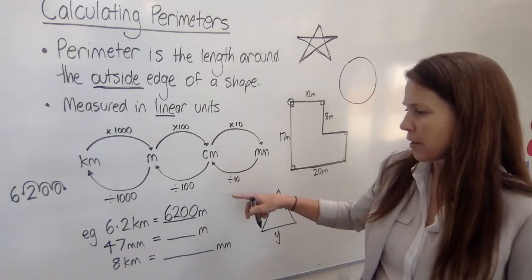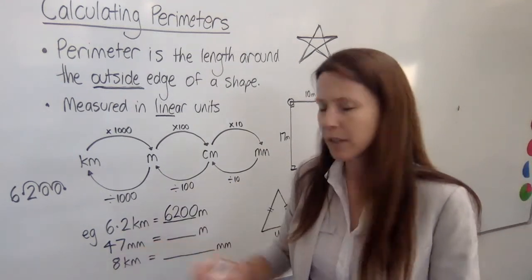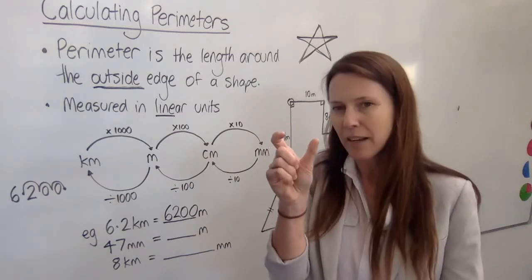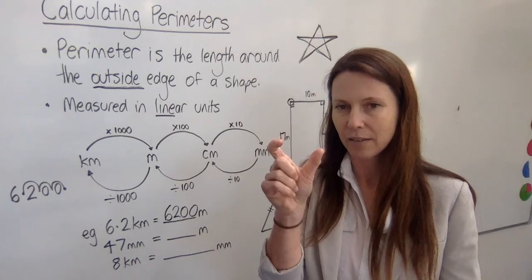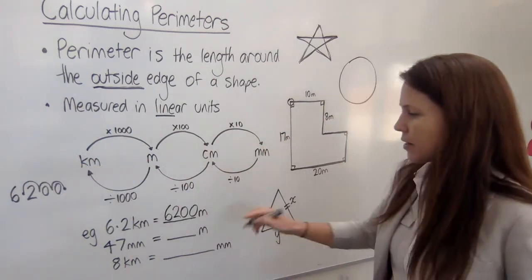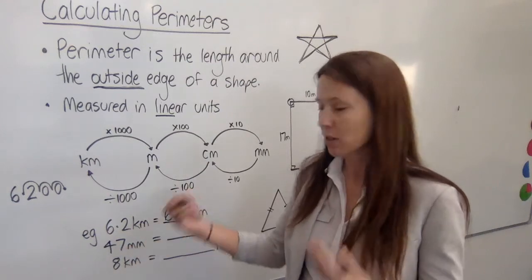Now, which way are we going to move it? Well, 47 millimetres, think about how big that is. There's 47 millimetres in there. Is there going to be many metres in that? No, it's a lot less than 1, isn't it? It's much smaller than an actual metre. So that tells you that you're definitely making the number smaller.